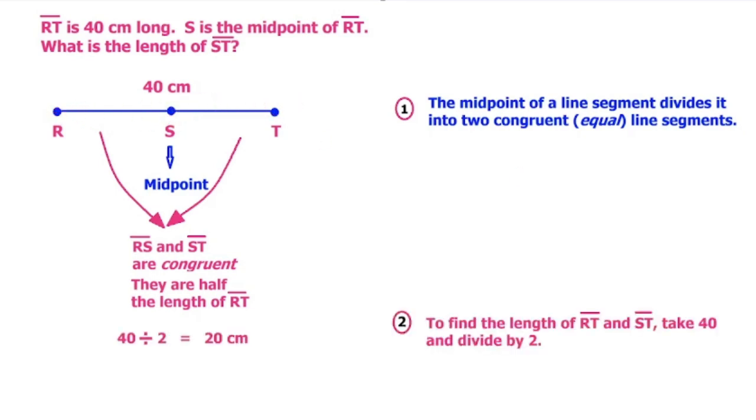So to find the length of RS and ST, we take 40 and divide by 2. So 40 divided by 2 equals 20 centimeters. And that's the length of line segments RS and ST. And that's it. That's all there is to that video.